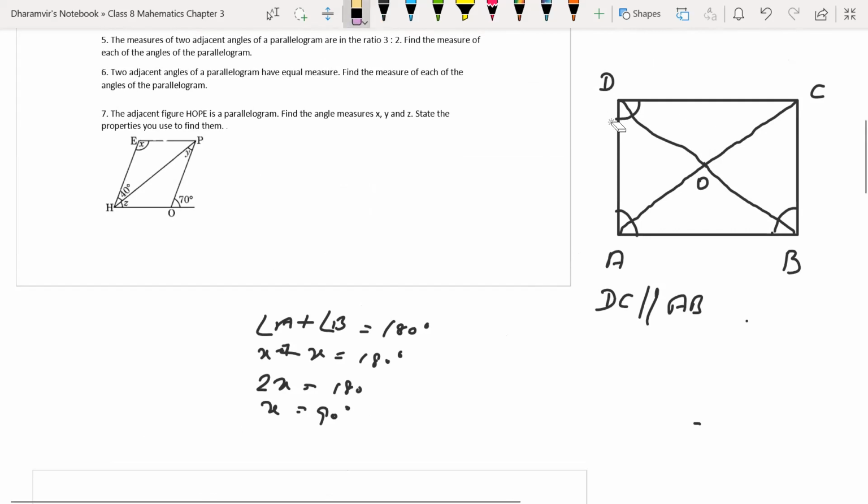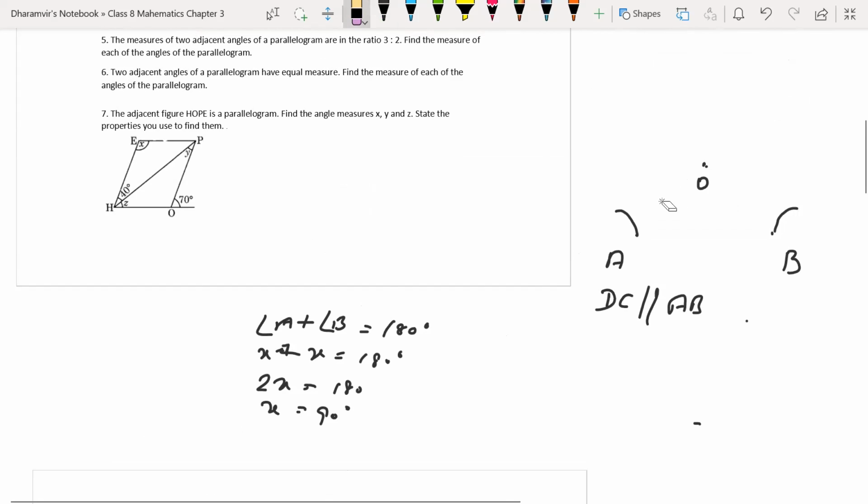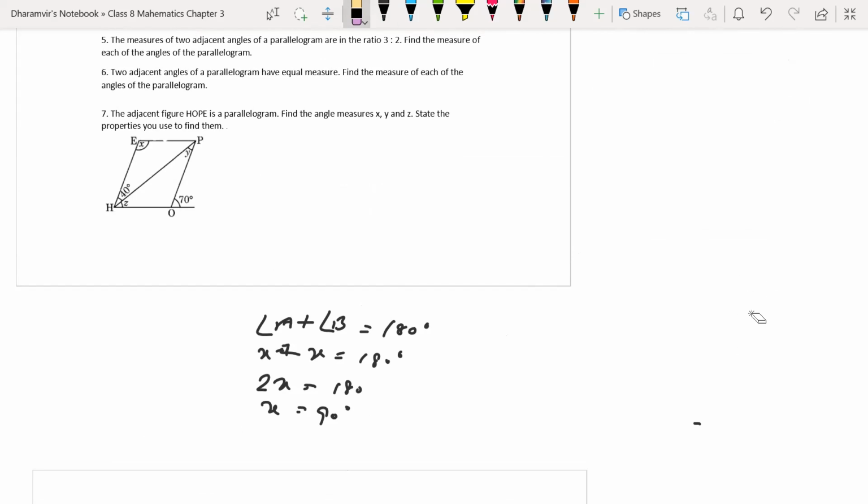Now, let's come to the next question. That is question number 7 of exercise 3.3. Question number 7, what does it say?